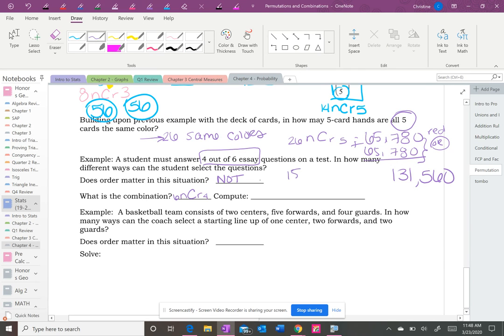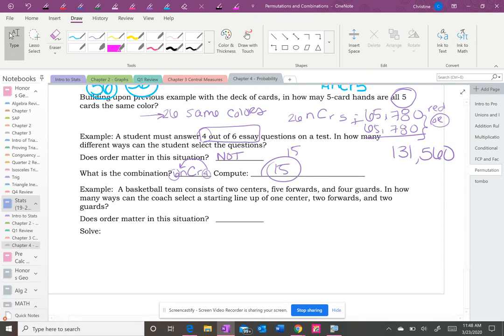You'll notice that the closer these numbers are together, the smaller the answer should be. Because in this case, you're only leaving out 2 questions. So there's not going to be that many different combinations for you to pick from. So this would be 15 different ways.